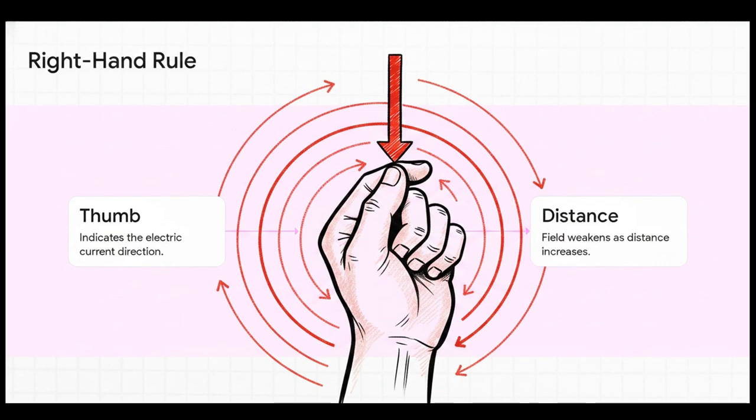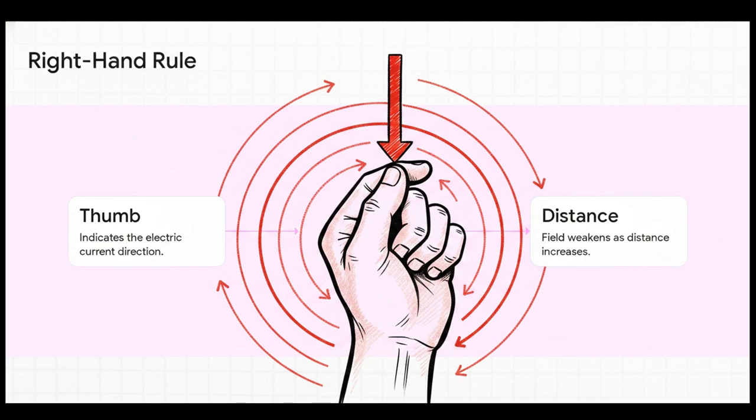Okay, I want everyone participating here. Physically hold up your right hand right now. Try this with me. Pretend you're grabbing a wire. Step 1, point your thumb straight up in the direction the electric current is flowing. Step 2, wrap your fingers naturally around that imaginary wire. Now, step 3, look at your fingers.